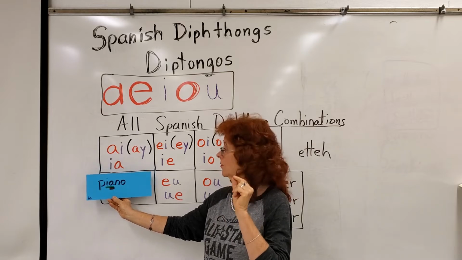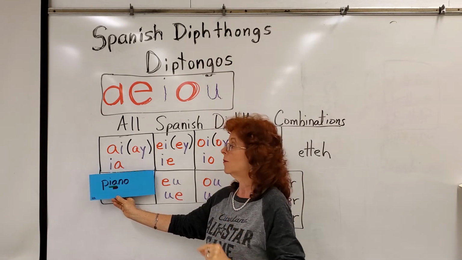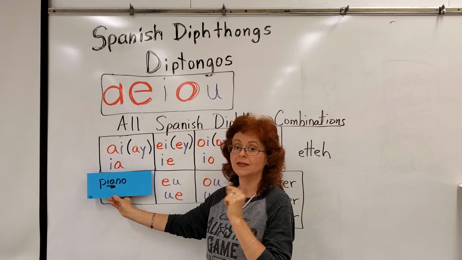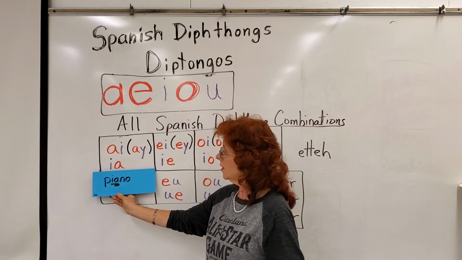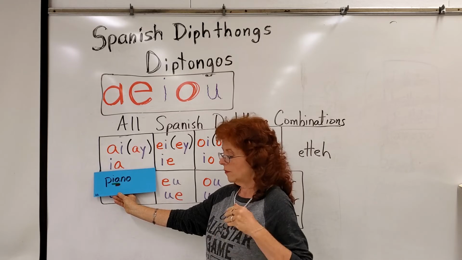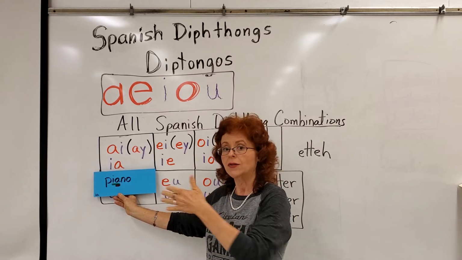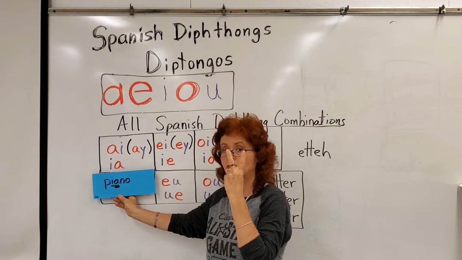Even though you're saying two things, the E and the A, the E is so tiny that it is not even a full syllable. So it's considered one syllable. You're going to say it as a two-syllable word. Piano, piano. Two syllables.